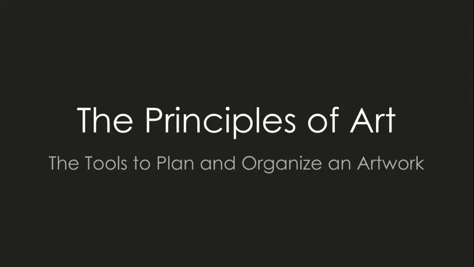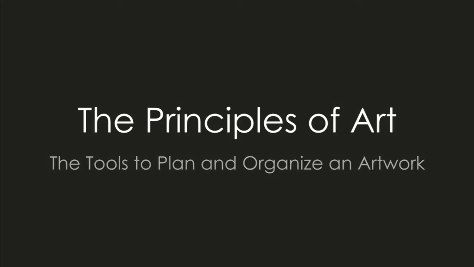The principles of art are the tools to plan and organize an artwork. So once you've learned about the elements of art, which are like our building blocks of what we use to create a work of art, our lines, shapes, forms, texture, value, color, and space, now we need to understand how we put all of those elements into an artwork. What do we do with those elements of art to create the best artwork possible?